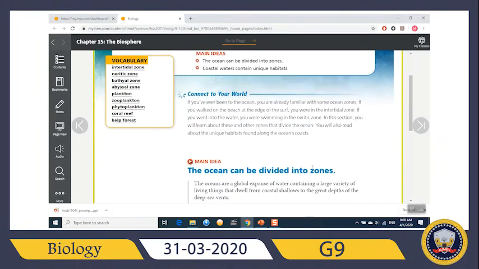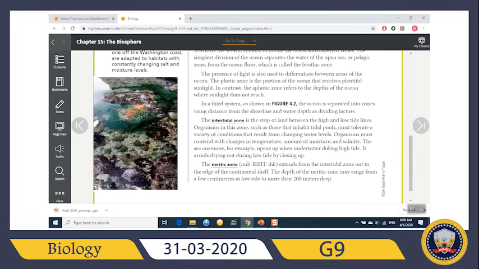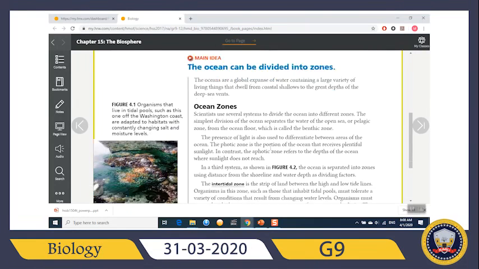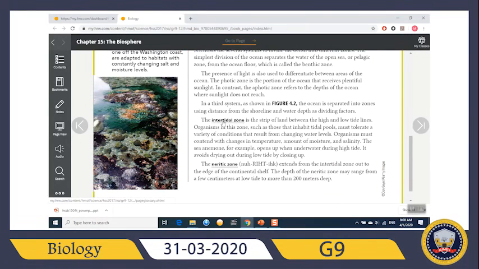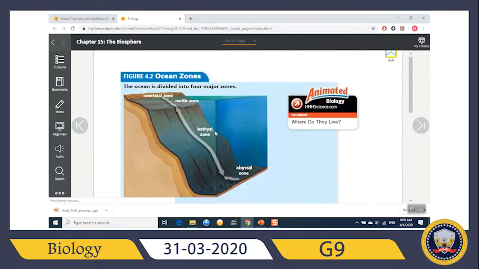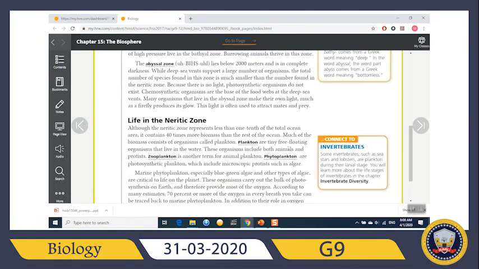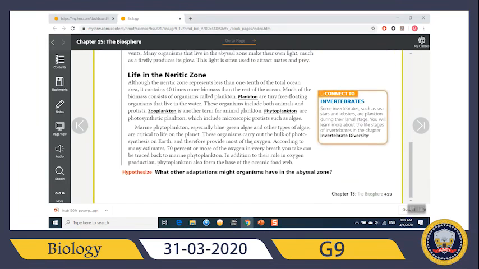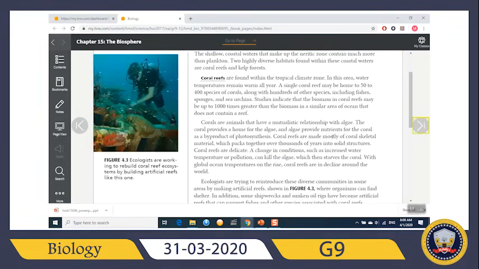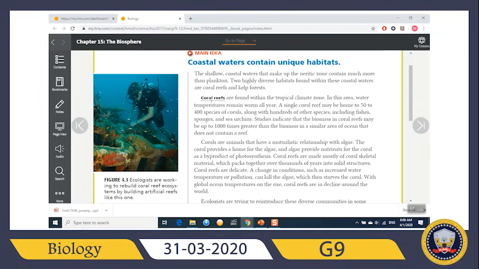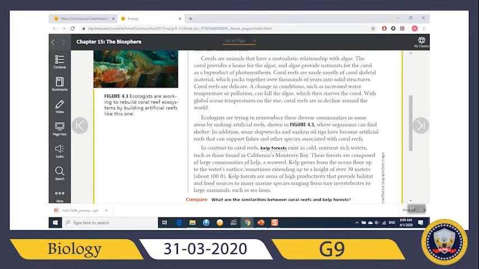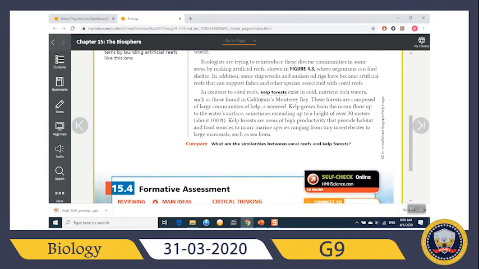What we are going to learn today: the ocean zones, because scientists divided the ocean into four zones: the intertidal zone, the neritic zone, the bathyal zone, and the abyssal zone. And we're going to explain the life in the neritic zone, what we are going to find there. We're going to explain what coral reefs are and why they are important, and what kelp forests are.